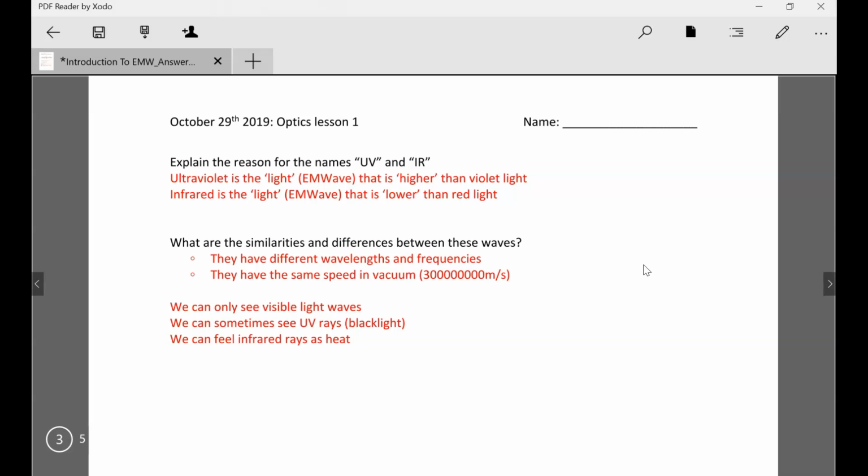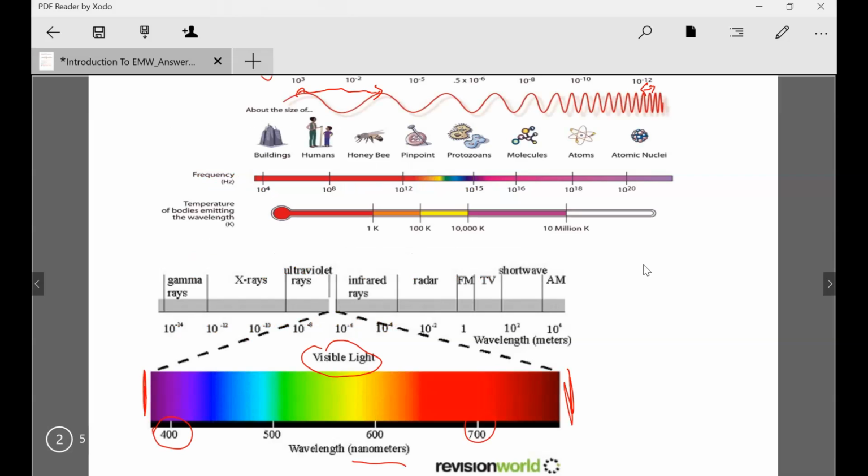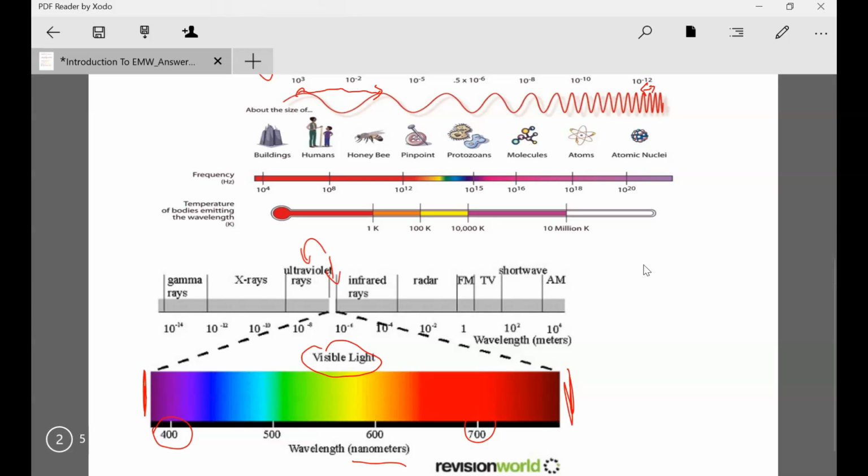We call it ultraviolet, but it's not technically visible light. Ultraviolet is a kind of EM wave like visible light, and it's called ultraviolet because it's higher than violet light on the spectrum that we just saw. We have visible light over here, and we had ultraviolet right after that. And similarly, infrared is called infrared because it's right before the red, depending on which way you're looking at it.